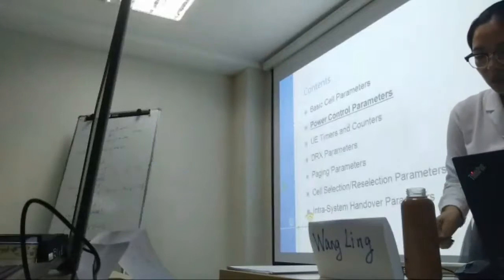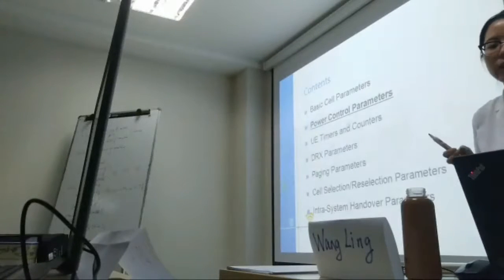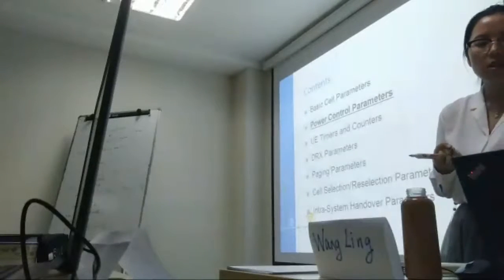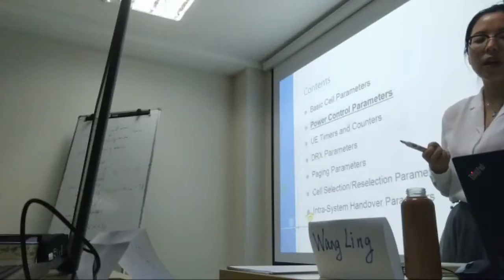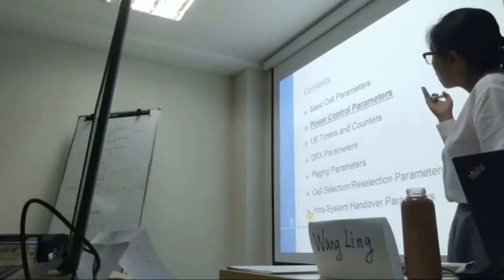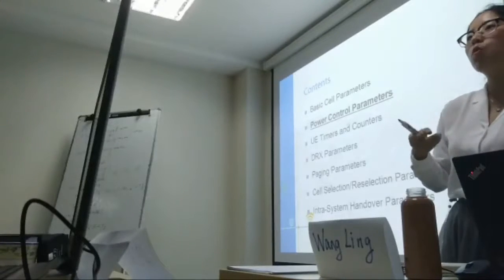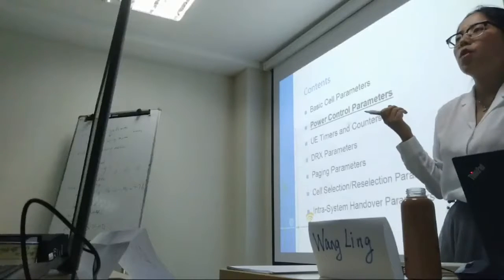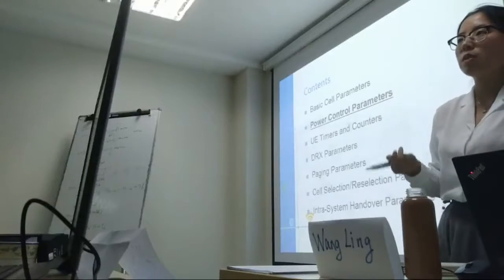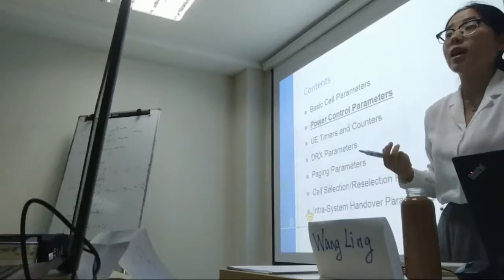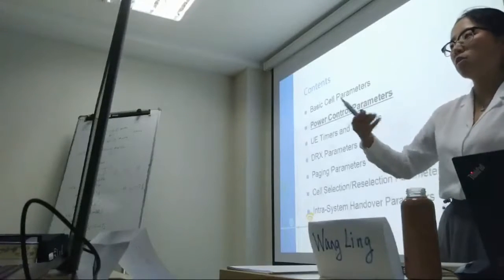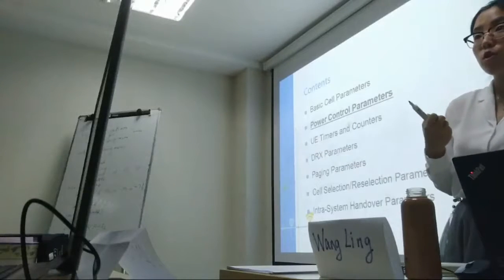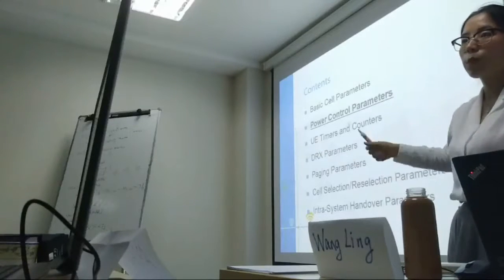Okay. Now this afternoon, we introduce the power control, the timers and the DRX. For some basic cell parameters, when we introduced the protocol, we have already introduced them: the frequency, the bandwidth, the PCI, the cell ID. So I think we don't need to talk about them again and again. We just introduce the important part.